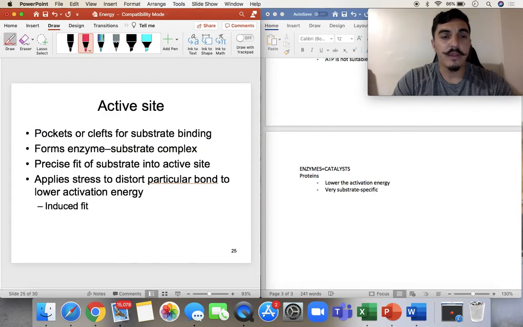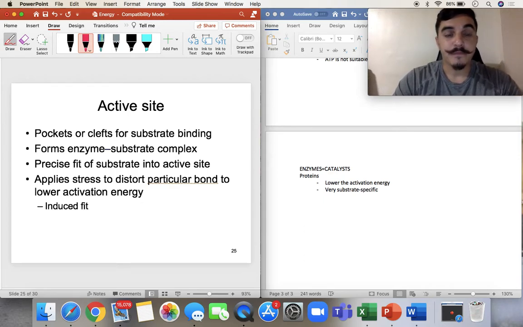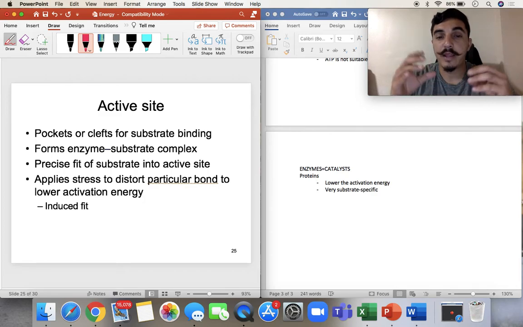I don't think we need all these definitions. But it's really just a pocket for where they bind. That's where they create the enzyme substrate complex. Again, it sounds fancy, but it's just this enzyme and the substrate put together. Precise fit into the active site. So it applies stress to distort the bond to lower the activation energy. Okay, so it helps breaking down that bond. So you need less energy. By applying stress, you're really breaking down the bond itself.